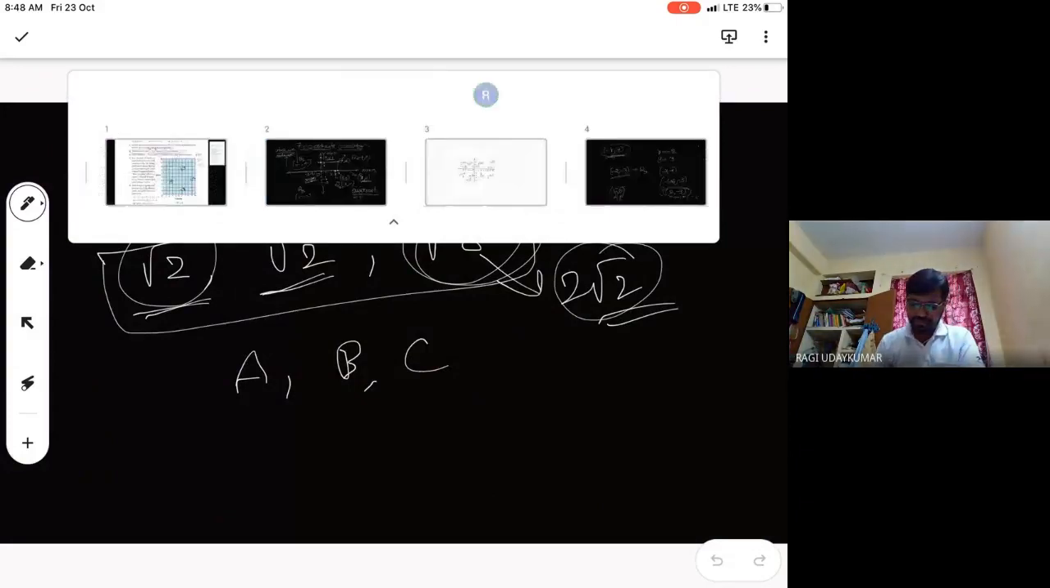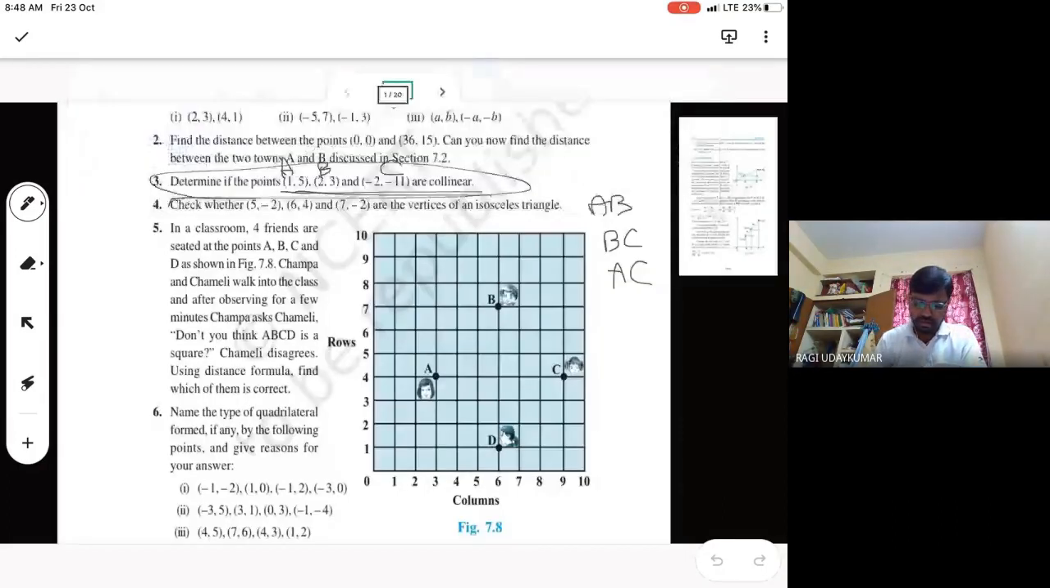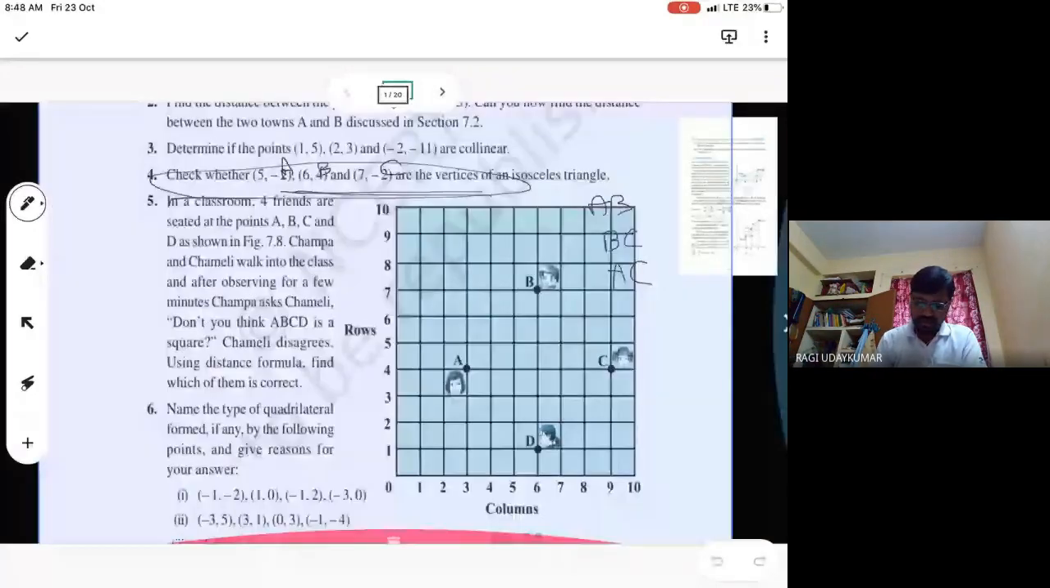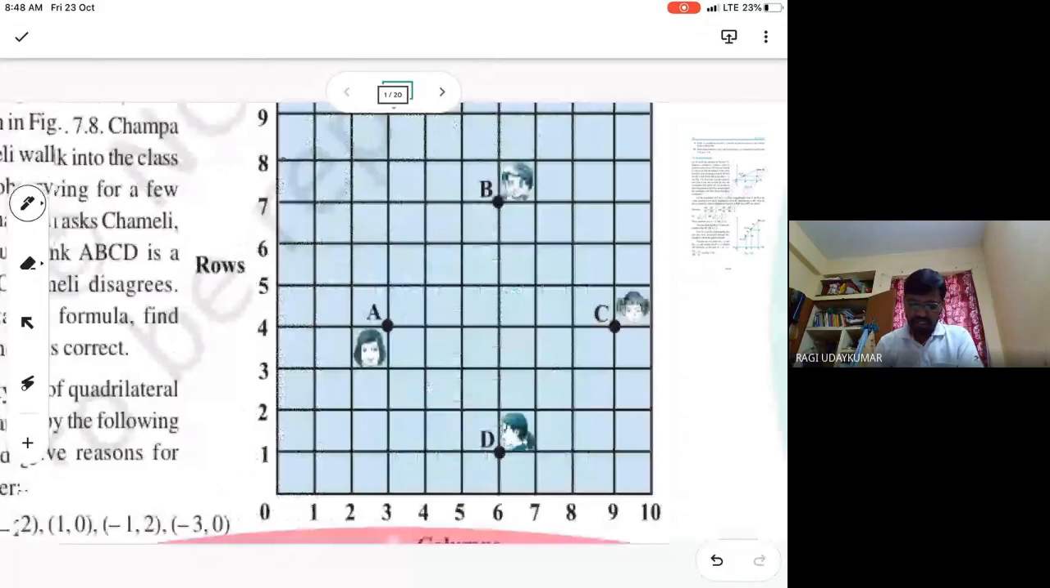Okay. Fifth problem. Is the fifth problem visible? So what is given here? Problem number 5. In the classroom, 4 friends A, B, C, D are seated. Champa and Chameli walk into the class. After observing for a few minutes, Champa asks Chameli, "Don't you think that ABCD is a square?" Chameli disagrees. Using the distance formula, which of them is correct? First, can you tell me the coordinates of point A?